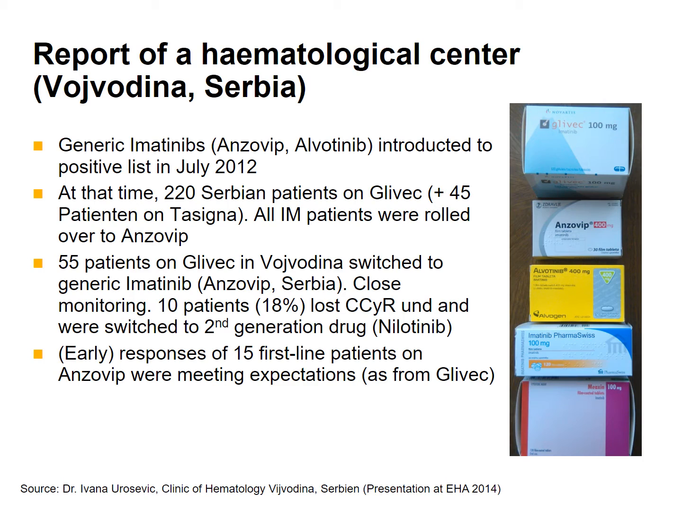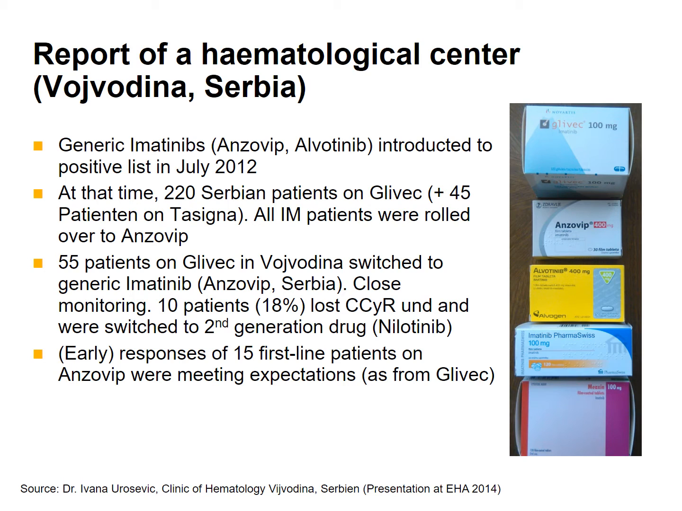The Gleevec patients were all rolled over to Ansovib. So in that center, 55 patients on Gleevec were switched to generic imatinib, to Ansovib. There was close monitoring applied afterwards. In that cohort, 10 patients, about 80%, lost complete cytogenetic response and were then switched to a second generation drug, nilotinib. But of course, the numbers are very small. So it's very difficult to derive conclusions from that.